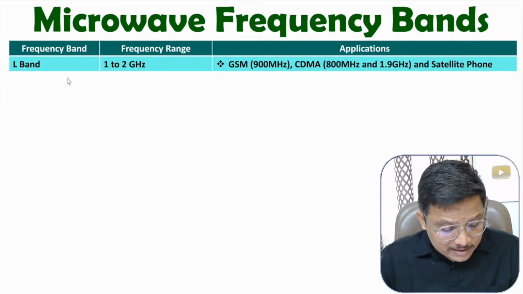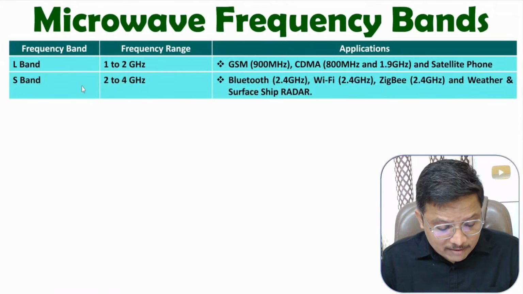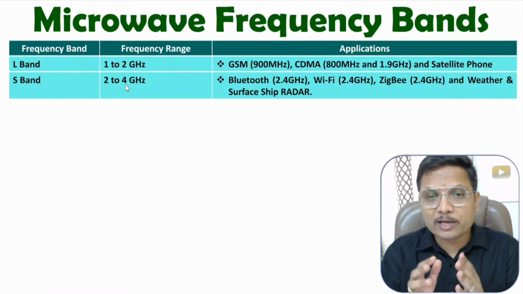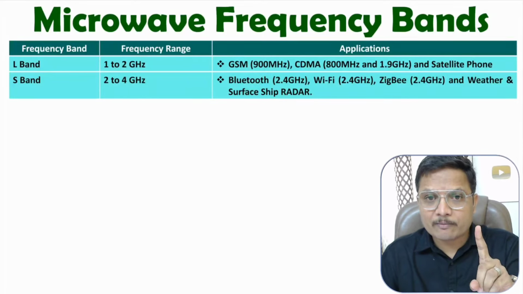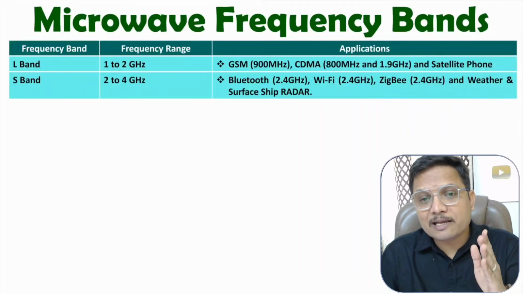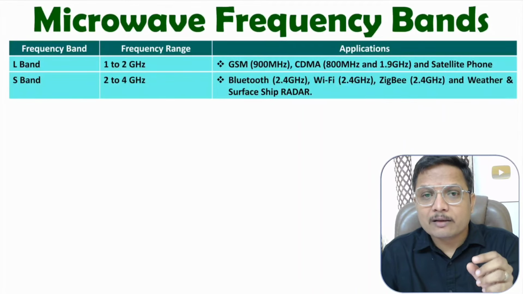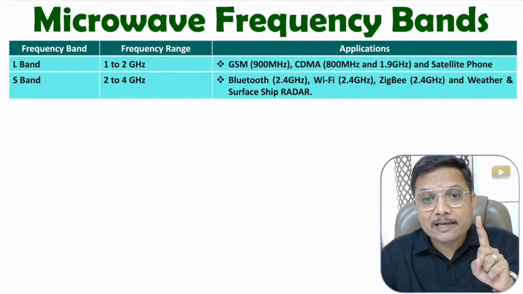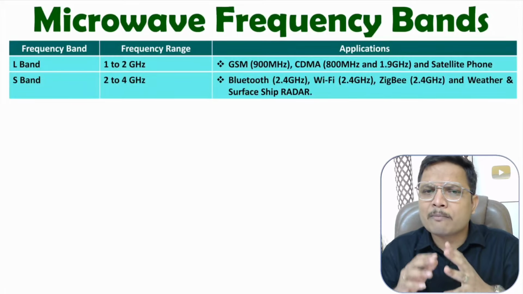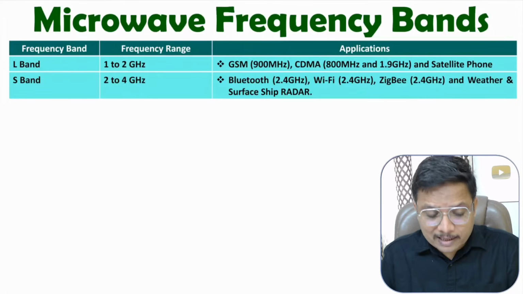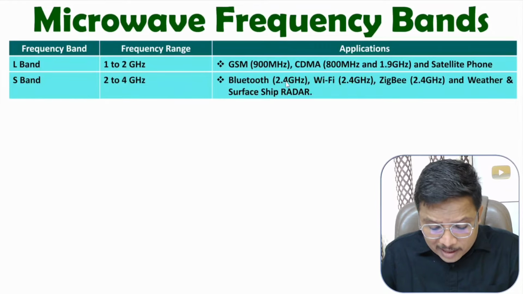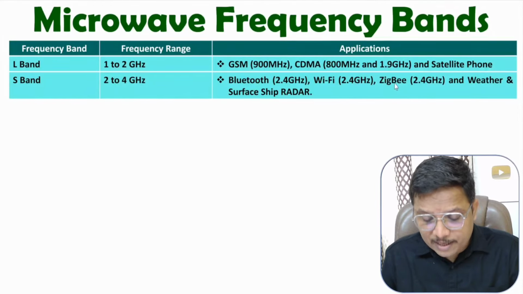The second microwave frequency band is the S band, which has a frequency range from 2 to 4 GHz. This range also has one popular ISM band. ISM means Industrial, Scientific, Medical band. 2.4 GHz is the ISM band, where there are many popular applications available across the globe, like Bluetooth, Wi-Fi, as well as Zigbee.